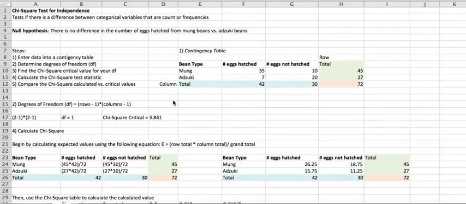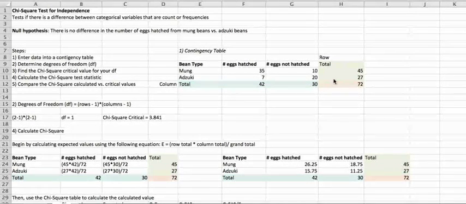So we'll begin by organizing our data into a contingency table, which you can see over here to the right. What we have are the bean types, and then we have data on the number of eggs that hatched and the number of eggs that did not hatch for each bean type. And then we sum across the rows to give a row total, and we sum down the columns to give ourselves a column total, and then we give ourselves an overall total here in the bottom right, which is colored in orange.